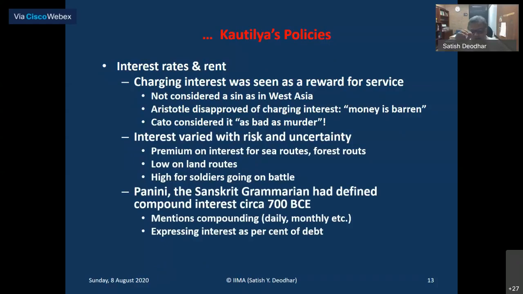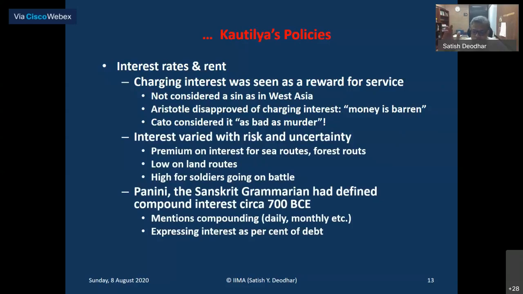Now hear this: Panini, the Sanskrit grammarian, BCE, is talking about not just simple interest, but compound interest also. He talks about daily compounding and monthly compounding. He has different names for it. And those who have studied in their state languages would recall terms like Chakravriddhi. That means compounding of the interest, right? And interest was expressed in percentage terms.